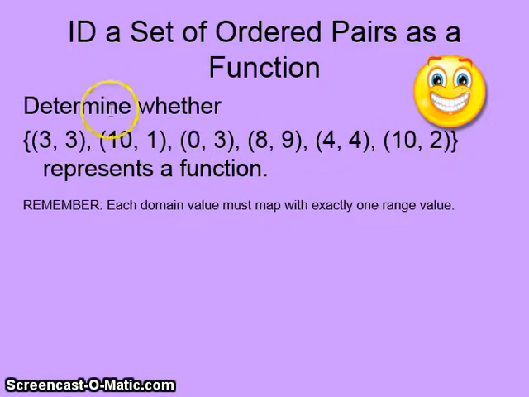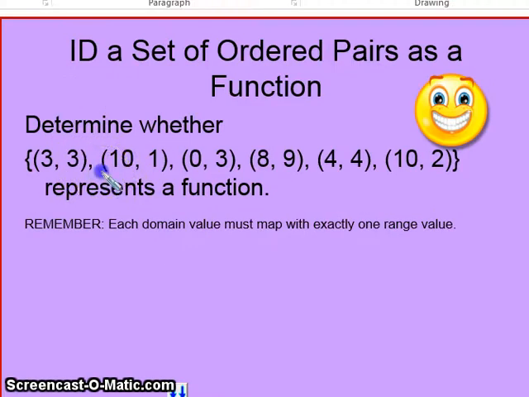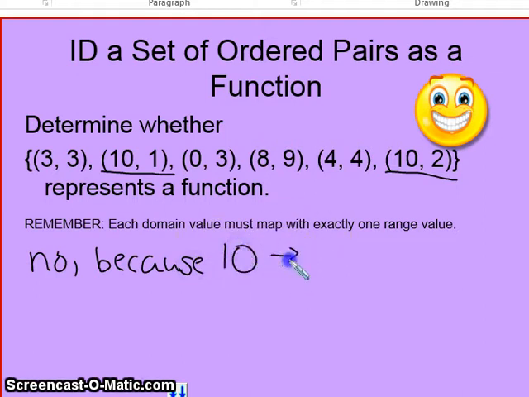Now, notice that we have an ordered pair (10, 1) right here, and then we have an ordered pair (10, 2) right here. So that means that when x is 10, y is 1, and when x is 10, y is 2. So we have two different y values for the same x value. So we say, no, this is not a function, because 10 corresponds with 1, and 10 corresponds with 2, or 10 has two different possible y values.